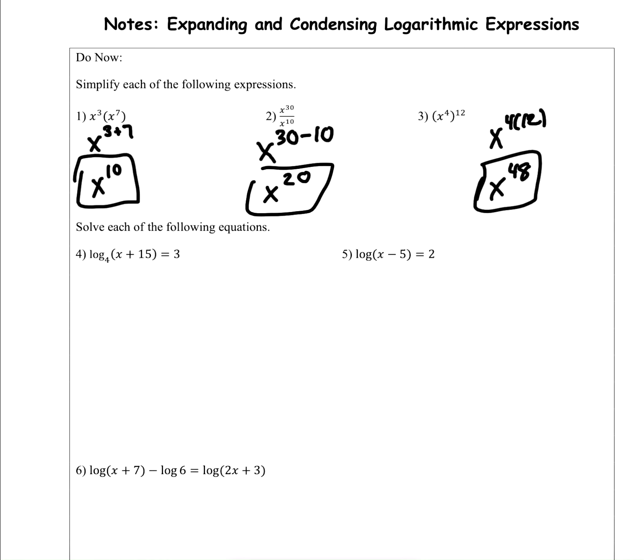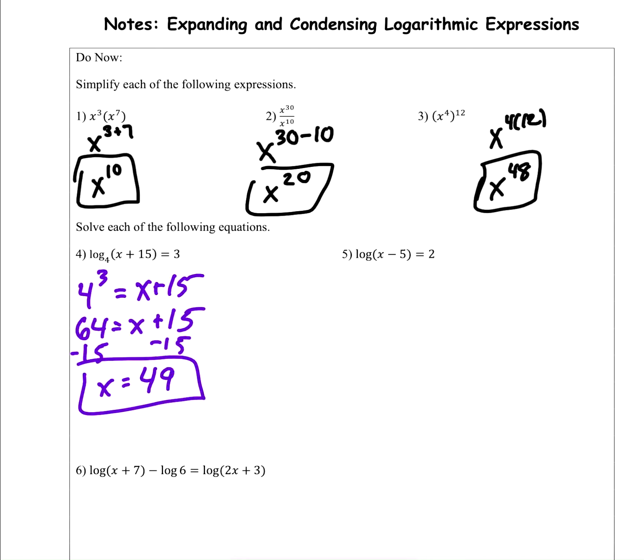So solve each of the following equations for 4, 5, and 6. So when I look at number 4, it's in log form. Let's put that into exponential form and see if we can do anything after that. We might not be able to. It's just trying to solve it. So that would be 4 to the third, because our base is 4, our exponent is what the log is equal to, equals x plus 15. 4 to the third, let's simplify that to 64, equals x plus 15. I want to get my x by itself, so I'm going to subtract 15 on both sides. And when you do that, you should get x equal to 49.